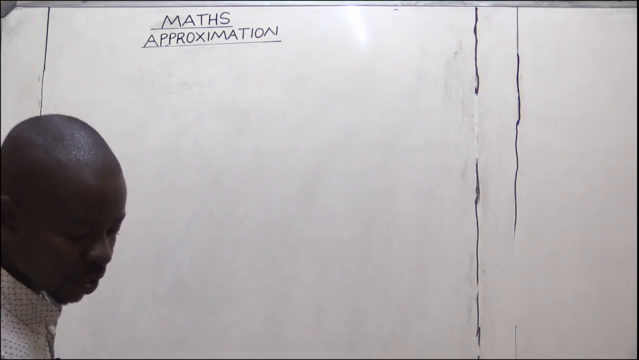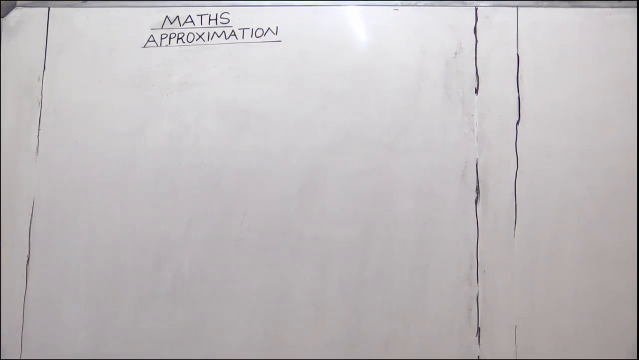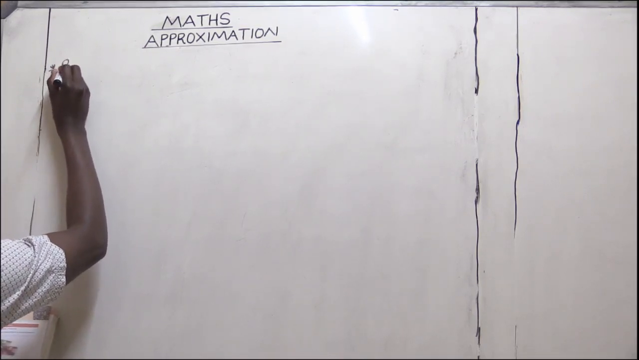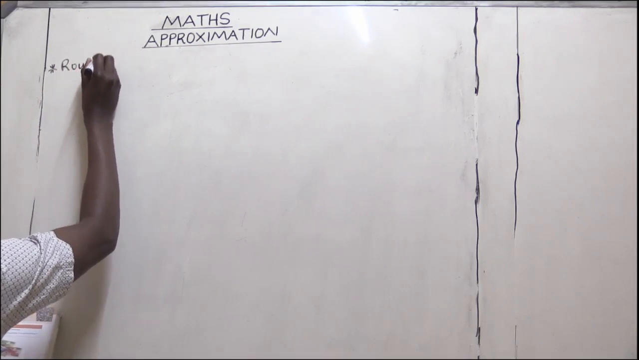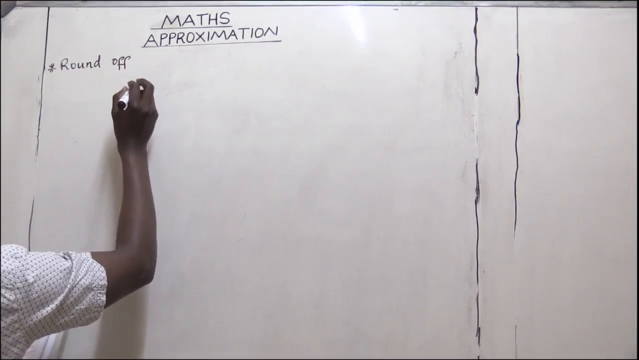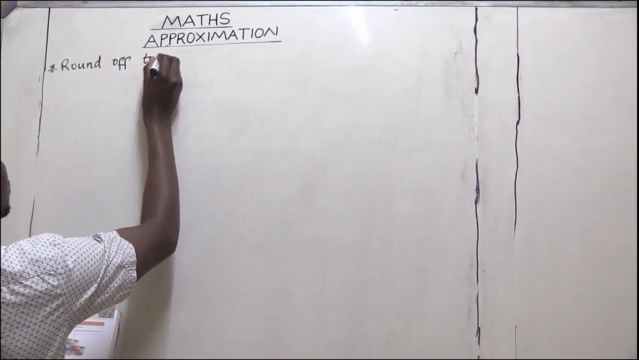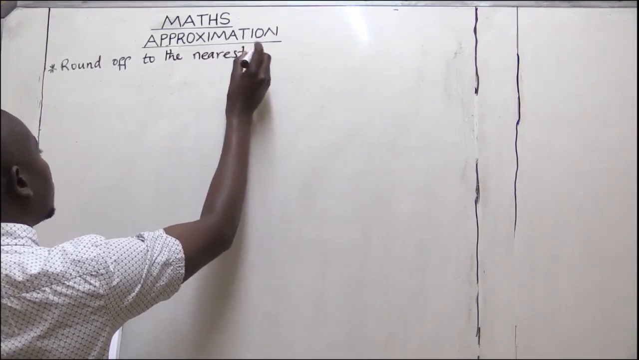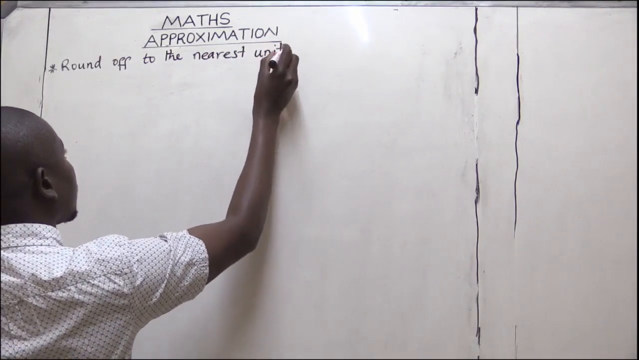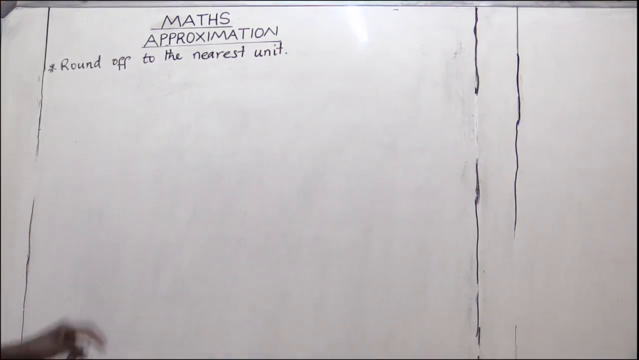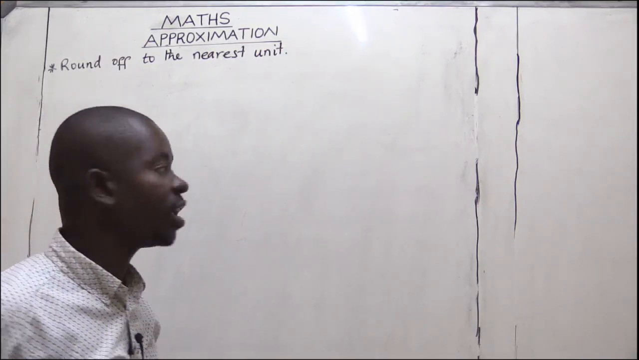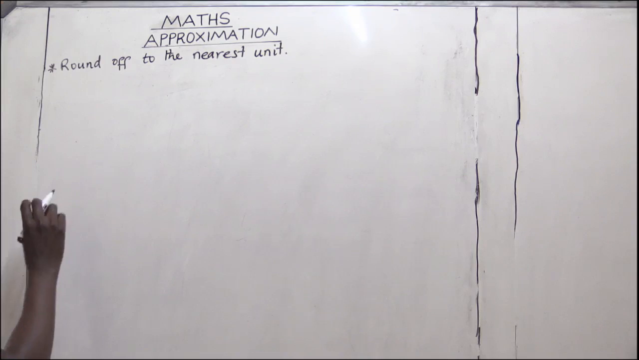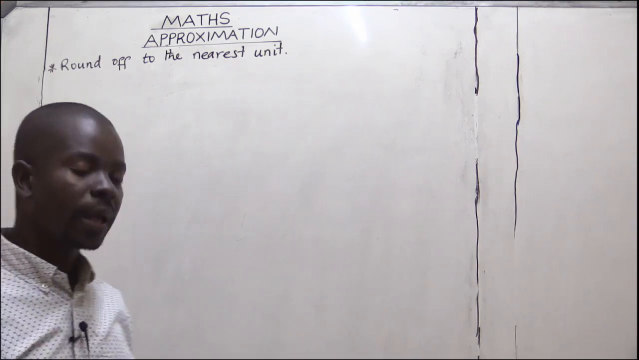By the end of this lesson, boys and girls, we must be able to round off to the nearest unit. This is our objective for today. All right, so we must be able to round off to the nearest unit.